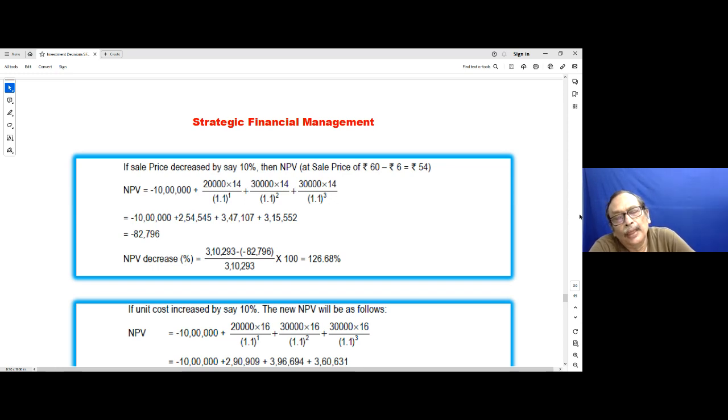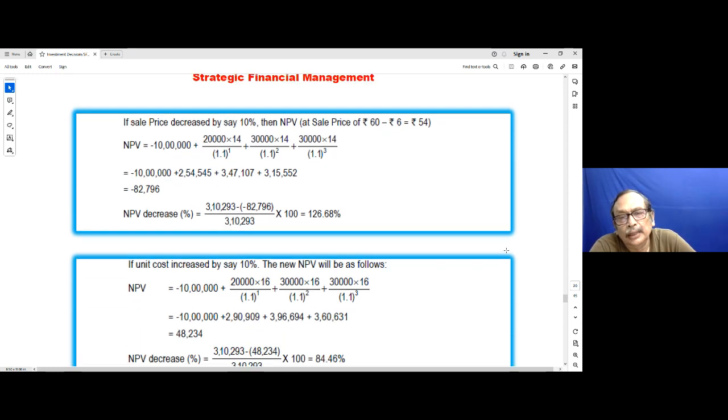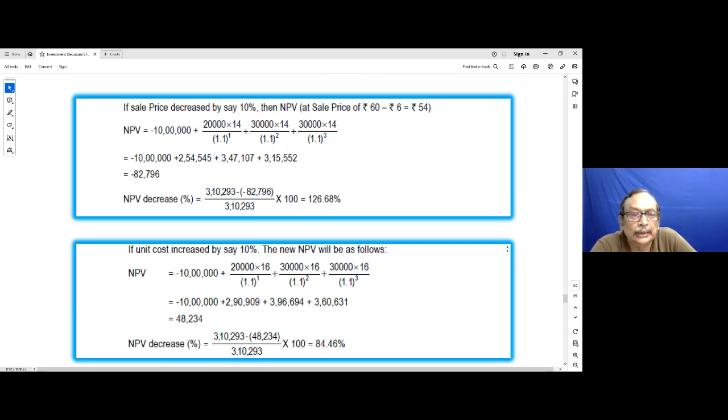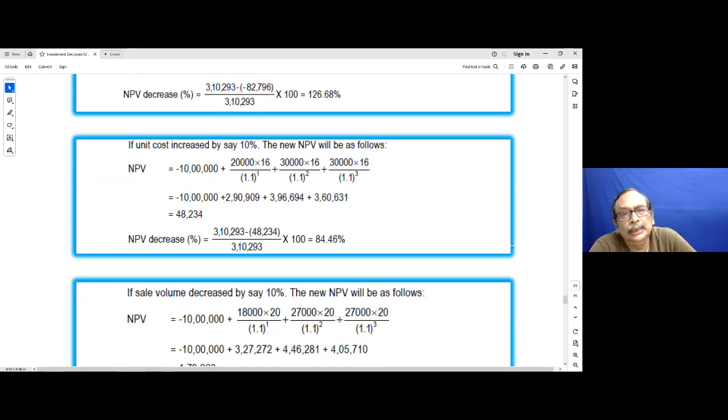Now, if sale price decreases by say 10%, then NPV will be, just have a look at the calculation: minus 10,00,000 plus 20,000 into 14 divided by 1.1, 1.1 square, 1.1 cube. So the NPV decrease, we get 126.68%. If unit cost increases by 10%, the new NPV we calculate, and we get a decrease of 84.46%.